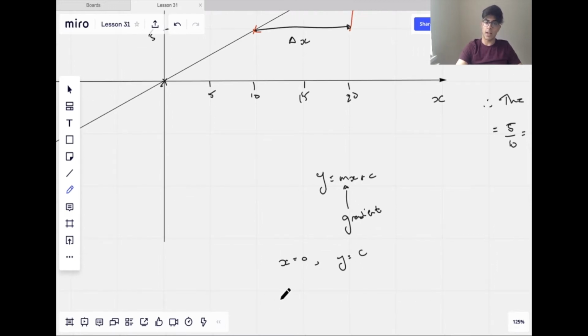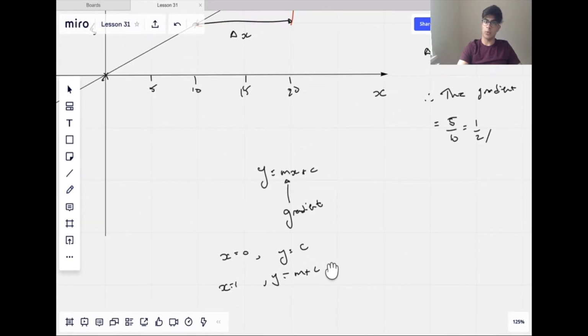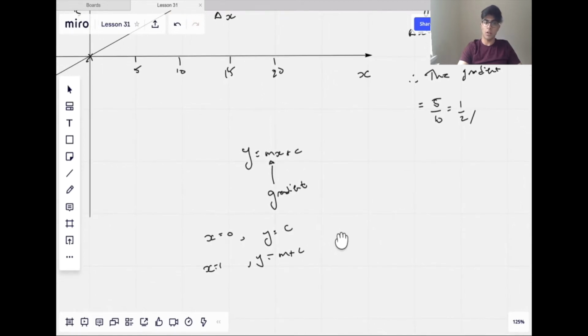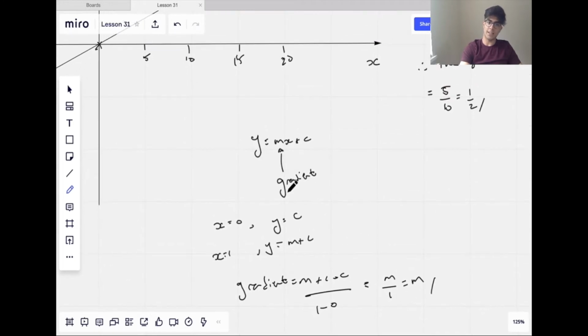Now let's suppose x goes up to 1. In this case, y will go up to m plus c, right? And now we've got two separate points. If we've got these 2 points, we can find the change in x and y and find the gradient. So the gradient is the change in y, which is the second point, m plus c, minus c, divided by the change in x, which is 1 minus 0, which is equal to m over 1, which is just m. So you can see why the gradient is equal to m. It's important to know that. That's what the m in this equation represents.